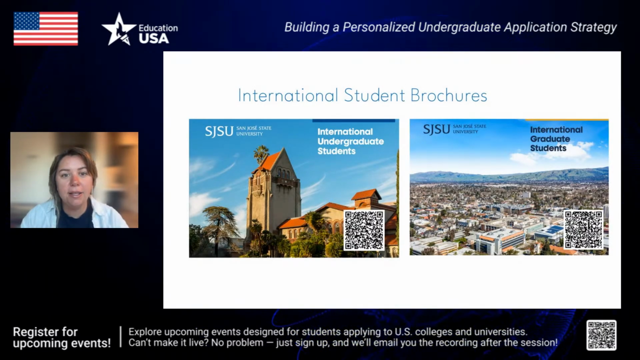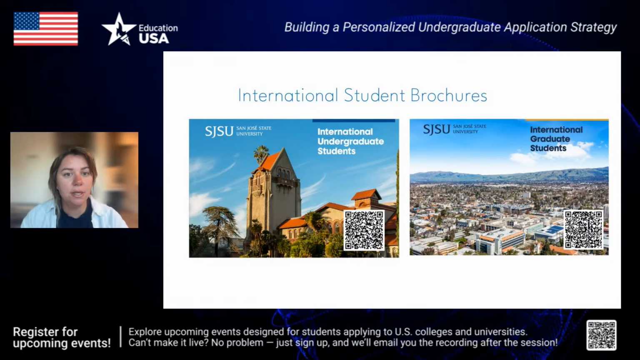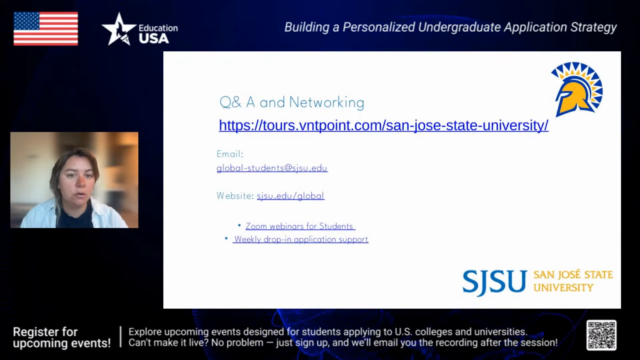Okay, and as mentioned, this is for undergraduate application strategy, but I also put the pamphlet here for the graduate students. We do offer graduate courses as well. We also have 4 PhD programs. And if you scan the QR code for these booklets, you will be able to see what our brochure has, or obviously it's easy to also just go to the website.